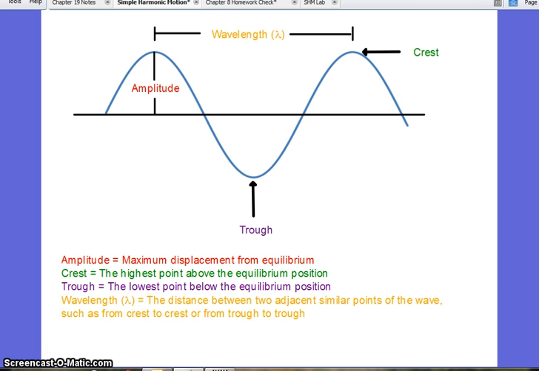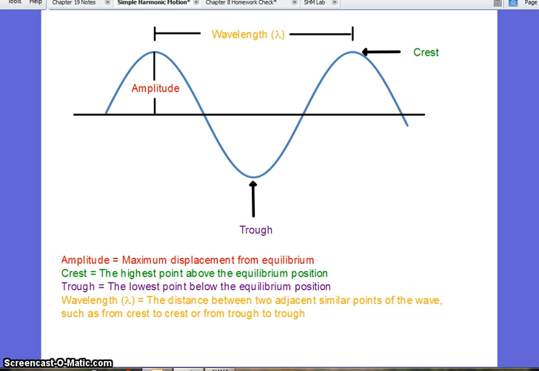The wavelength, which is represented by the Greek letter lambda, is the distance between two adjacent similar points of the wave. In other words, it could be the distance from crest to crest, or it can be the distance from trough to trough if there is a continuation over here, or it could be the distance from equilibrium position when it's going up to the consecutive equilibrium position when it's going up. So wavelength, for the easiest purposes, we can say is just from crest to crest. Those are the most visible of all locations. And that wavelength is going to be measured in meters.